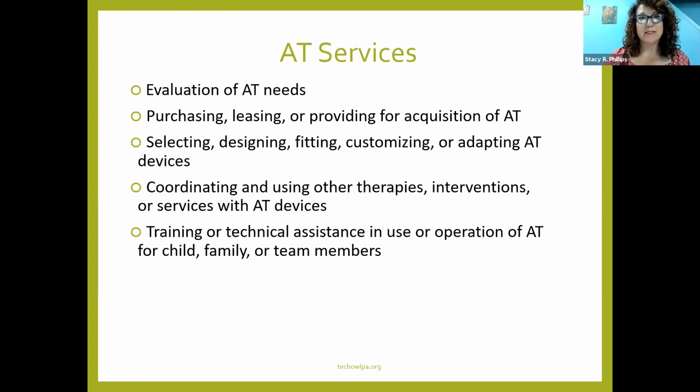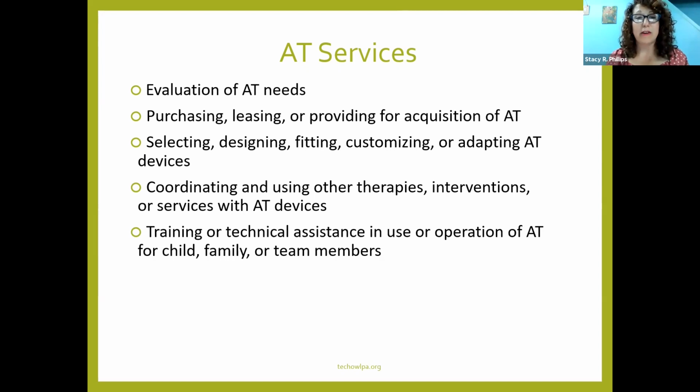Coordinating and using other therapies or interventions with those devices. So for instance, a child who does not use speech to communicate, who has a learning disability, who may be on the autism spectrum, is a child who might require a speech and language therapist, an occupational therapist to help with writing and mobility, a physical therapist to support building strength and other types of mobility and walking and running, those types of things. So it's not just a one-time or one-person team. It is a team effort. So coordinating those therapies to support a student and also connecting that to the assistive technology device or devices.